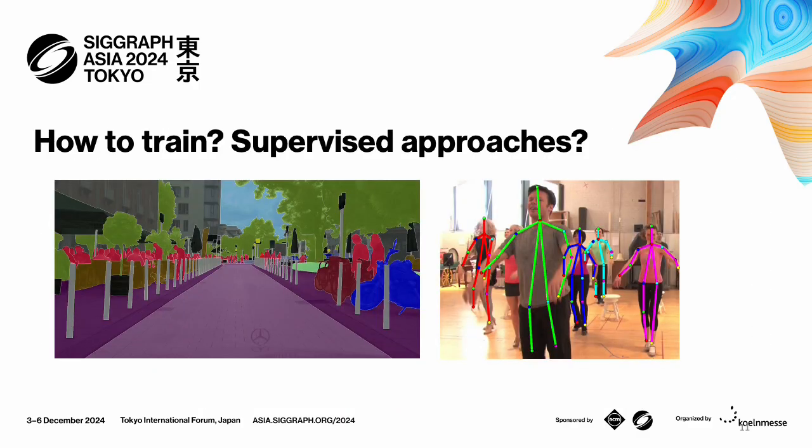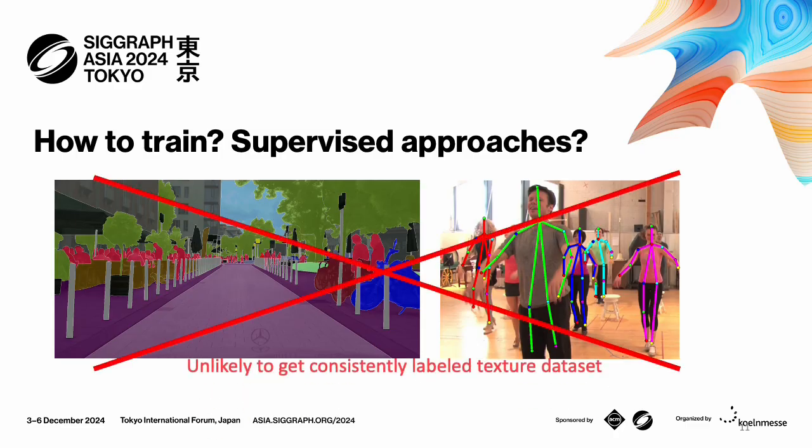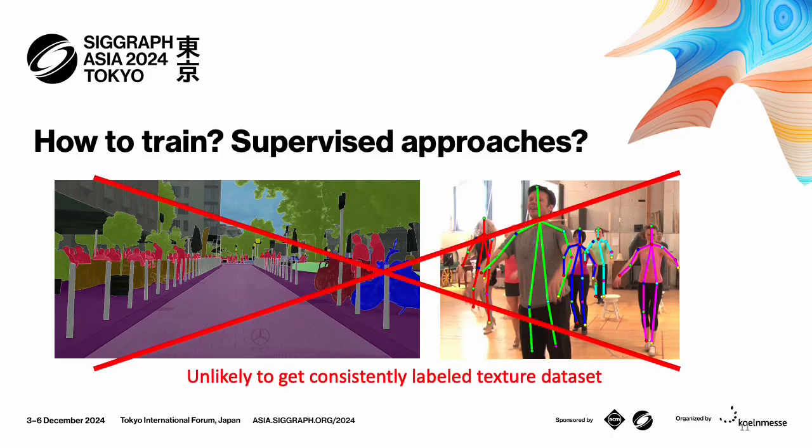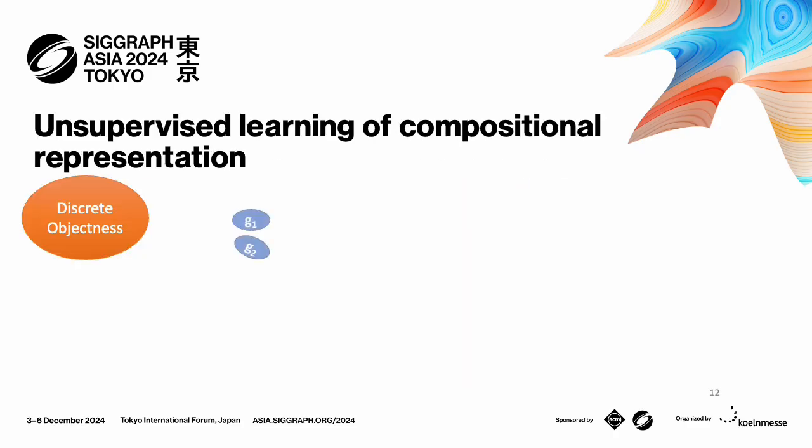Training the neural network encounters a major challenge. Coming up with an exact definition of a taxon is really hard. Can we use supervised approaches to find taxons, like semantic segmentation and human pose estimation? The answer is probably no, because we are unlikely to get a consistently labeled texture dataset. Even if we have infinite resources for labeling image textures, the definition of taxons is ambiguous, and different people may have different opinions about how and which taxon should be labeled. So we train our network without data supervision.